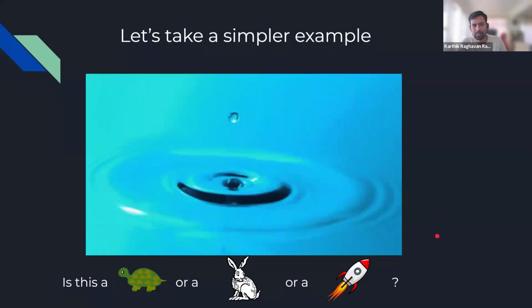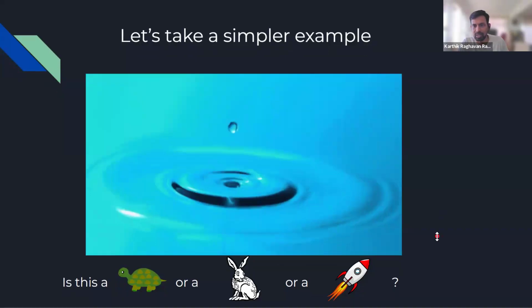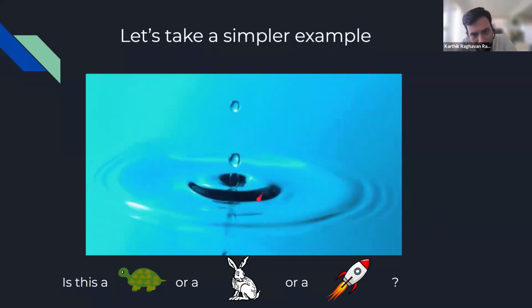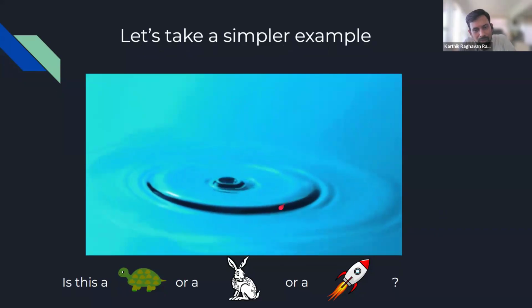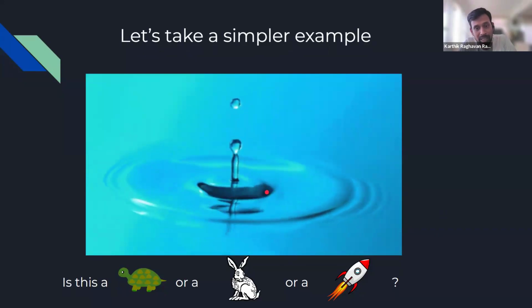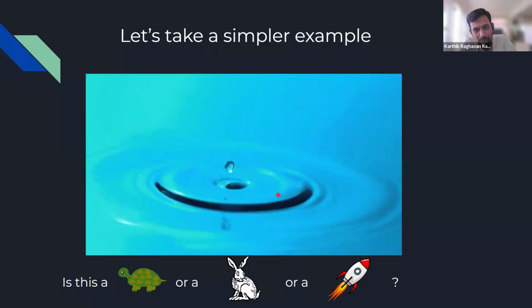Okay, a few people seem to think that it is like a rocket, because if it is a rocket, then it should stop almost here itself, no? If the force is reducing so rapidly, then very soon it should be nothing, no?